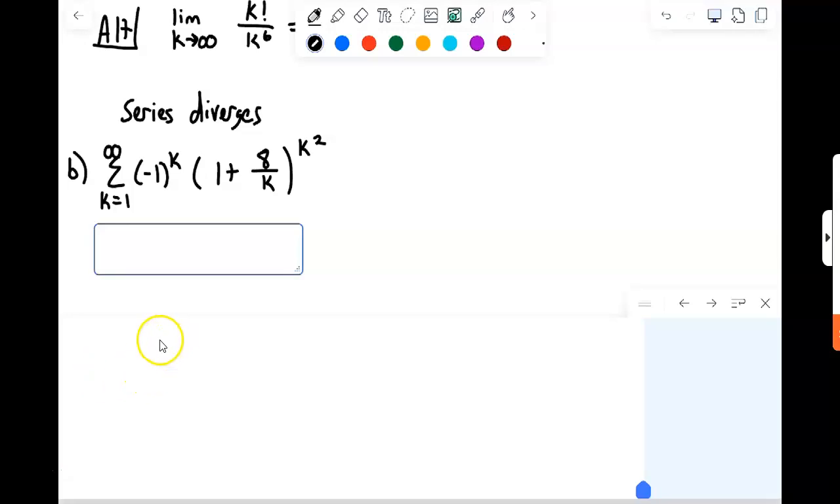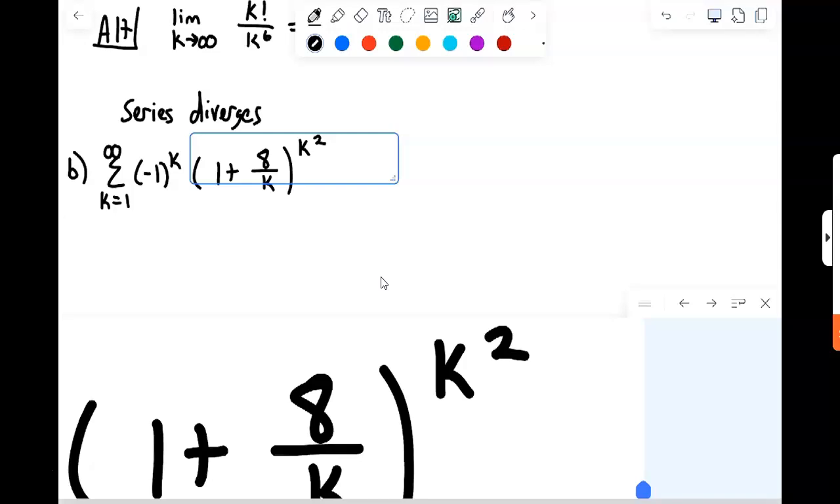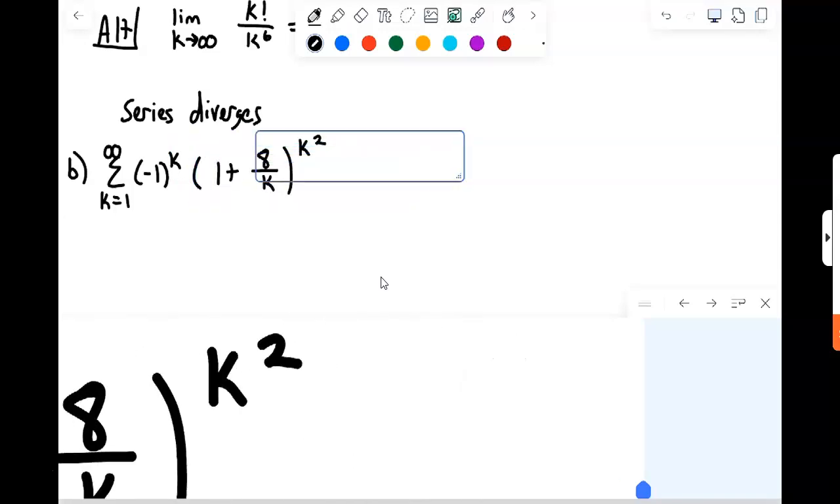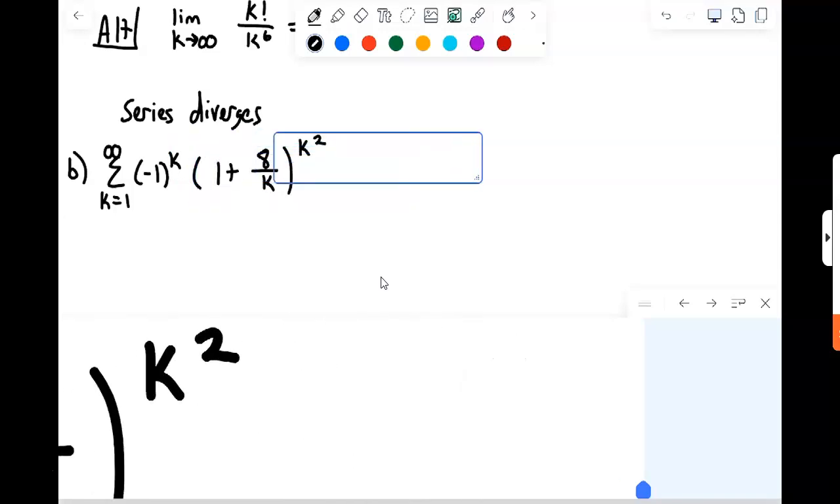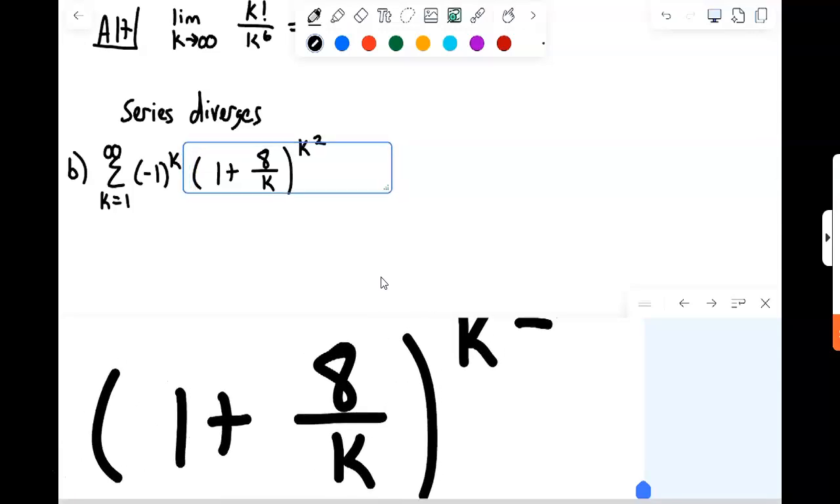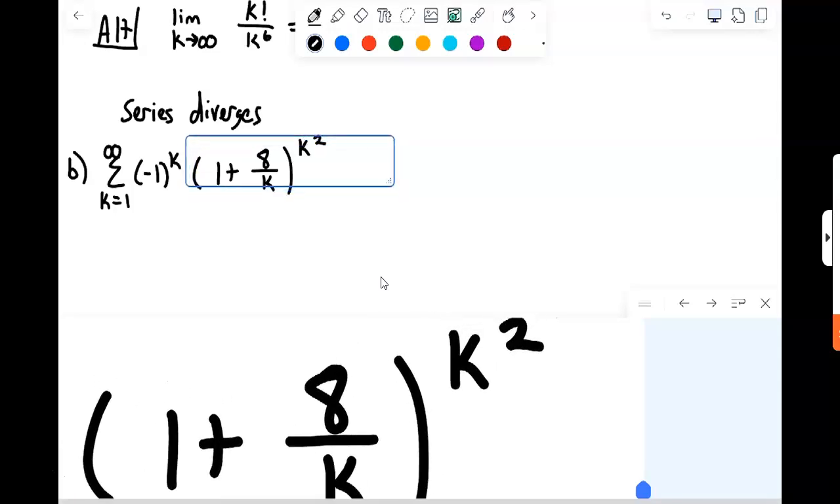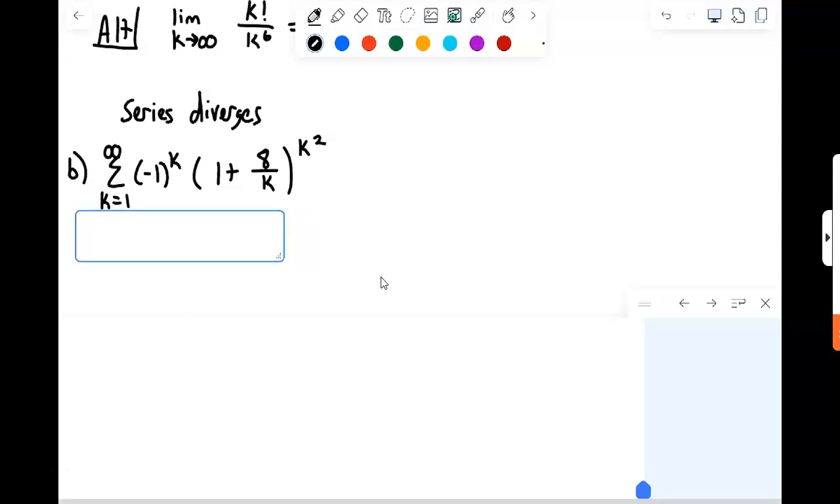All right, so let's consider the series here. Minus, as k goes from 1 to infinity, minus 1 to the k times 1 plus 8 over k to the k squared. Okay, so we could again try to look at this with the divergence test in mind first, looking at the limit of that stuff. But once again, I want to use the test that I have been using to check this out.